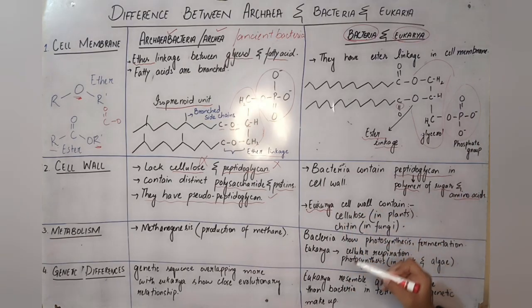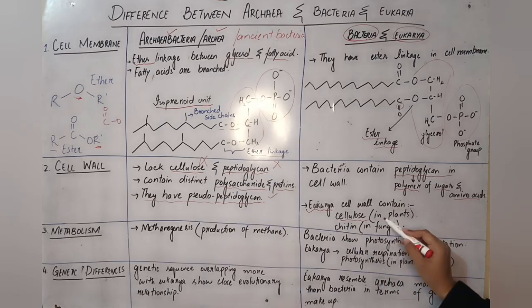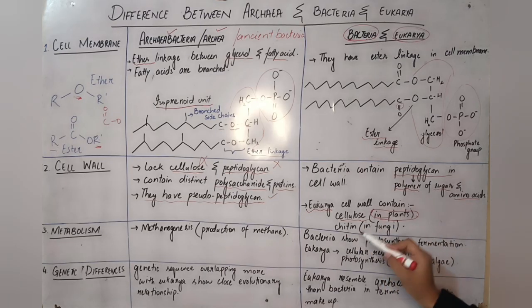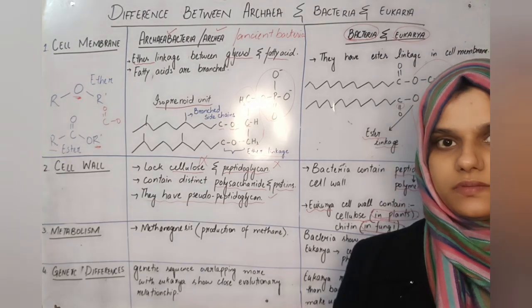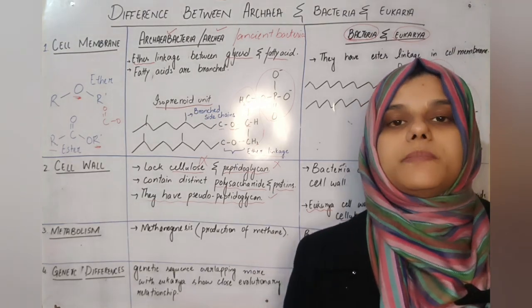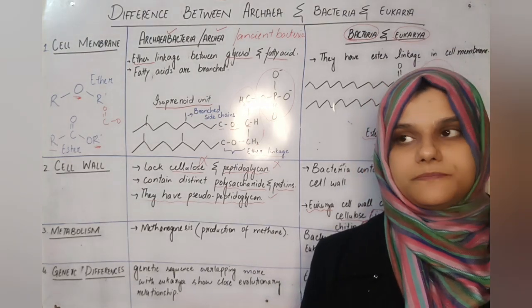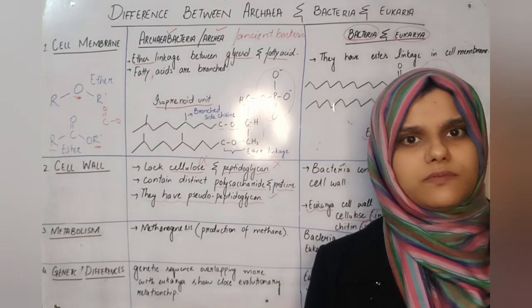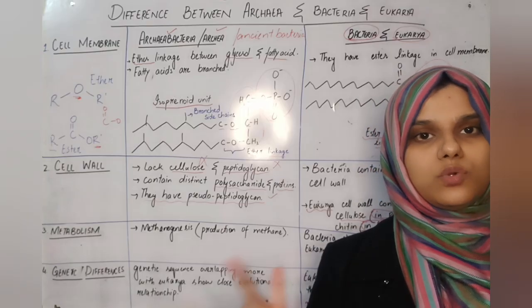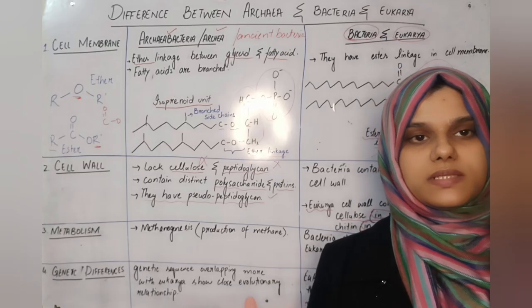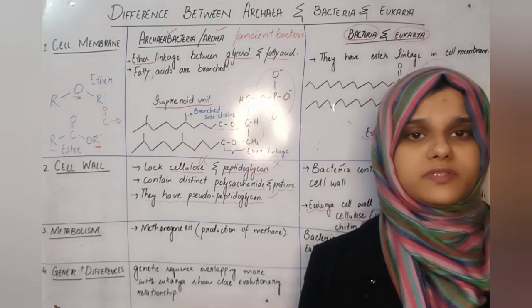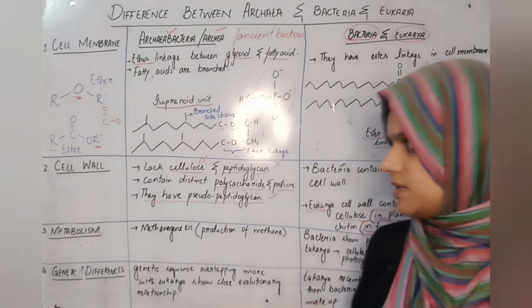While if you look at Eukarya, then we have cellulose in plants. The cell wall of plants is made up of cellulose, while the cell wall of fungi is made up of chitin. Chitin is another very tough compound present in the cell wall of fungi specifically. So there's a difference in the cell wall here. Archaea have no peptidoglycan, no cellulose, no chitin in their cell wall. They have pseudopeptidoglycans because they have the presence of distinct proteins and amino acids in their cell wall.